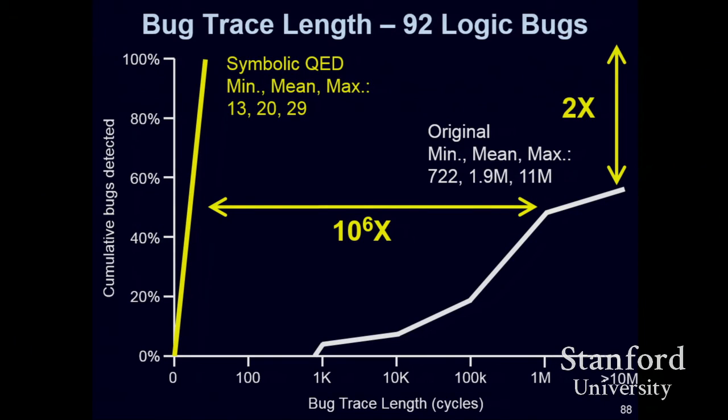Right. So this is comparing against the original end result checks, in more detail. Like I said, the original test found only half the bugs. Symbolic QED finds all the bugs. The number of cycles is on the order of 1 to 10 million. And the number of cycles for Symbolic QED is on the order of 10 to 30.